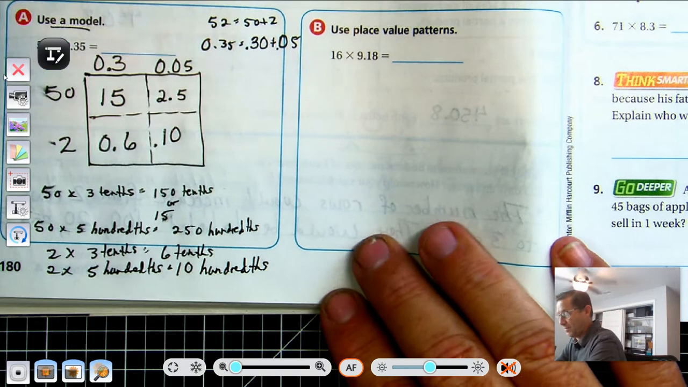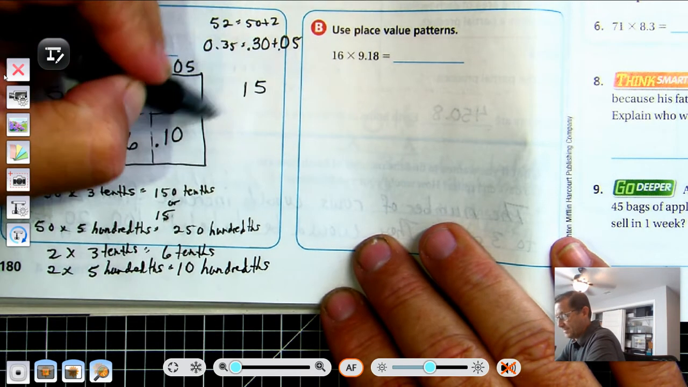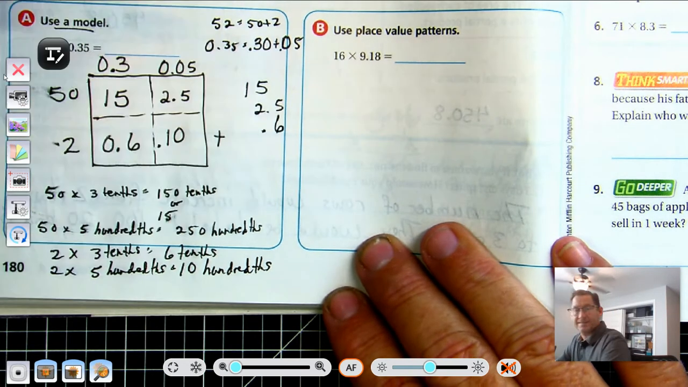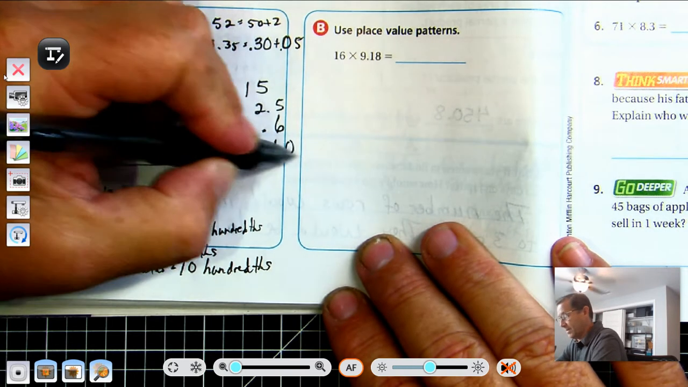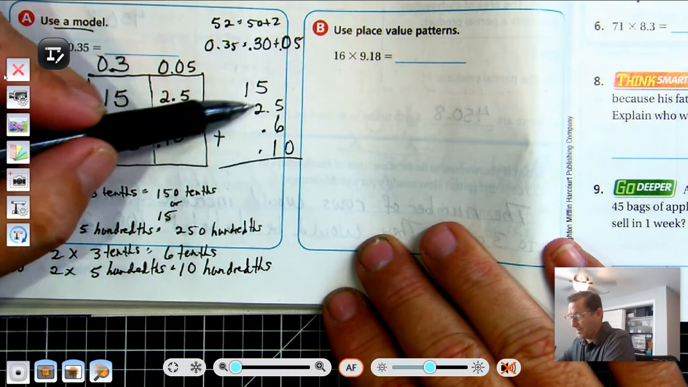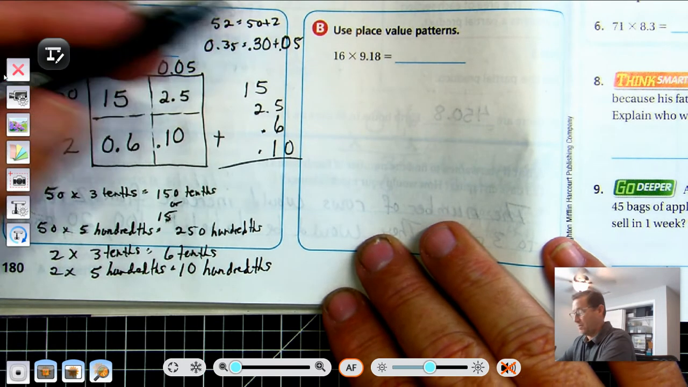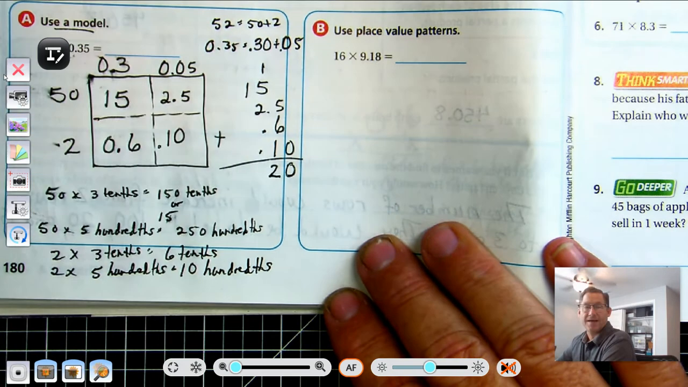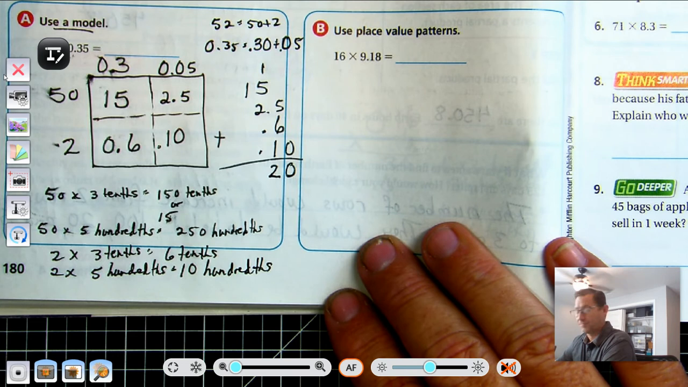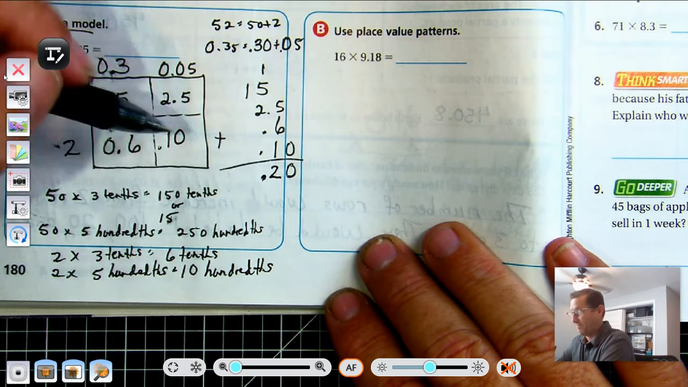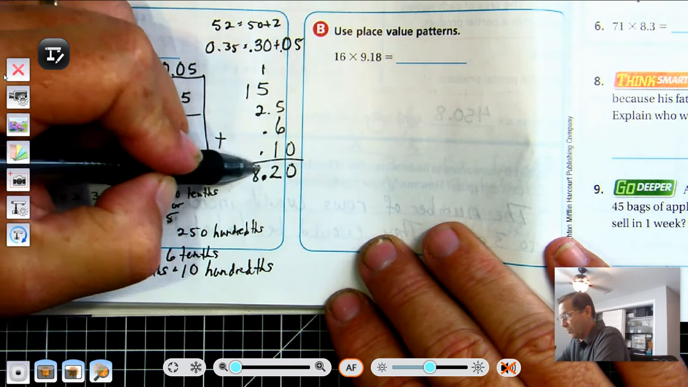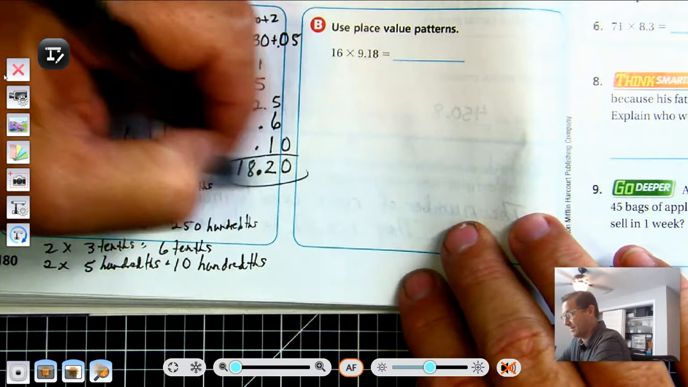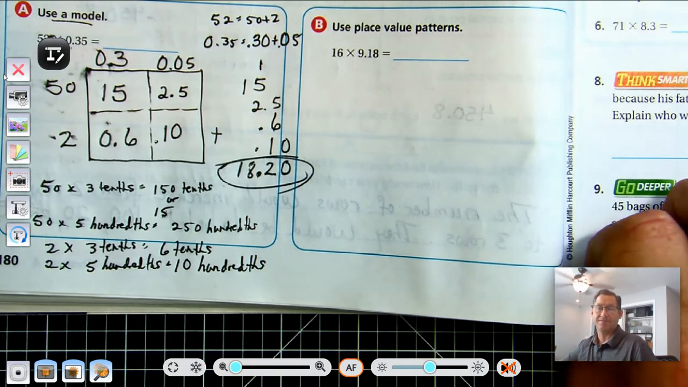All right, so then we would add up our partial products. 15 plus 2 and 5 tenths plus 6 tenths plus 10 hundredths. Remember to line up the place values. All right, so 0, 6 and 5 is 11, plus 1 more is 12. Regroup that as 1 and 2 tenths. Place the decimal point, and 5 and 2 ones is 7, plus 1 more is 8 ones, and 1 tenth plus nothing is 1. So we get 18 and 20 hundredths, or 18 and 2 tenths.